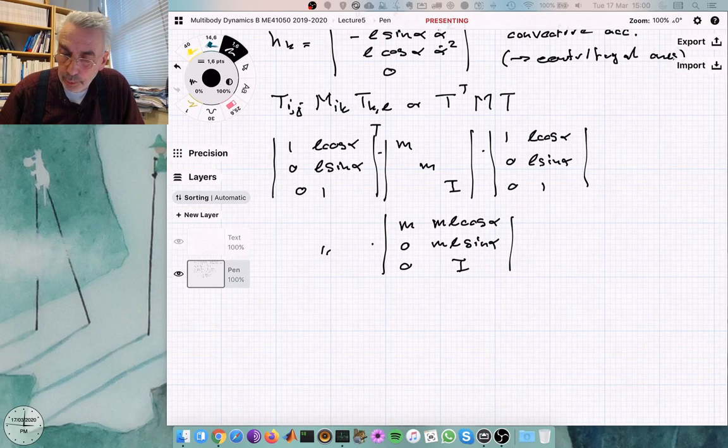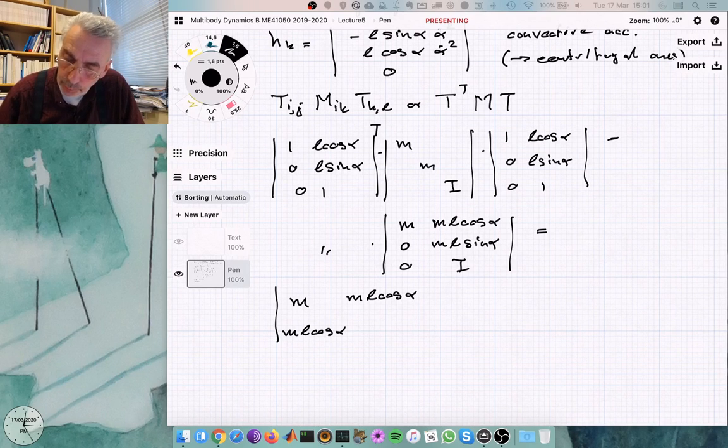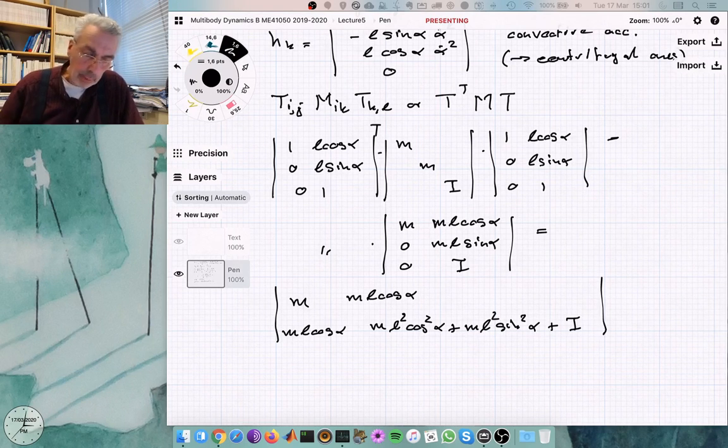Then we have to multiply the transpose with this guy, and if you do that, then the answer is, take this row times this. If you transpose this, this row becomes this column, so this column times this guy, so that's an m. Then this column times this guy, so that's ml cosine alpha. Then this guy times this, so that's again ml cosine alpha, and I'm happy because I get a symmetric thing. And then the last part, that's this guy times this guy. So that's m L squared cosine squared alpha plus m L squared sine squared alpha plus I. Well, of course, this cosine squared plus sine squared is 1.